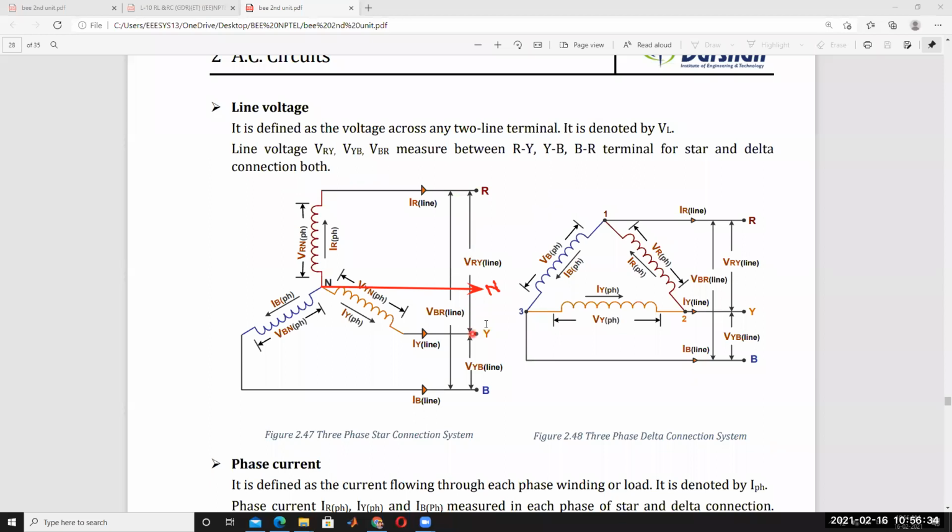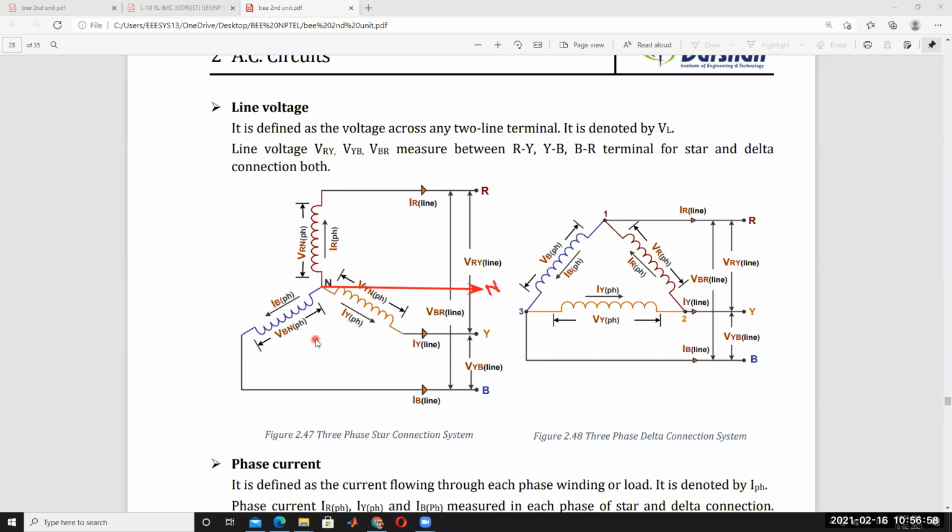Similarly, Y and N is also called phase voltage, VYN. Understood? In between the neutral wire and a phase wire is called phase voltage for star connections. So here also, in between B phase and the neutral wire is called VBN, phase voltage.